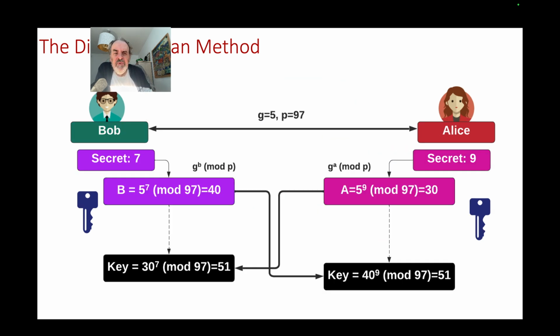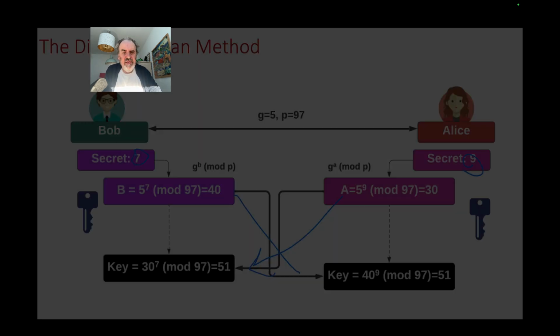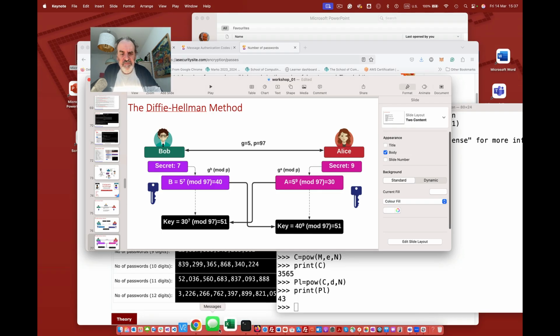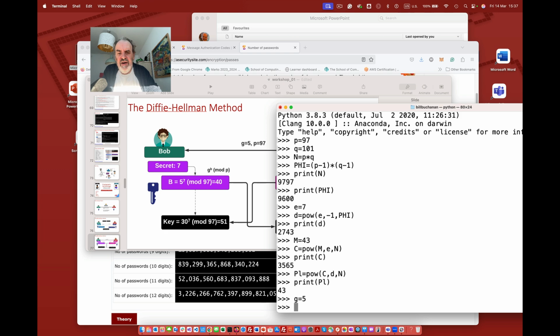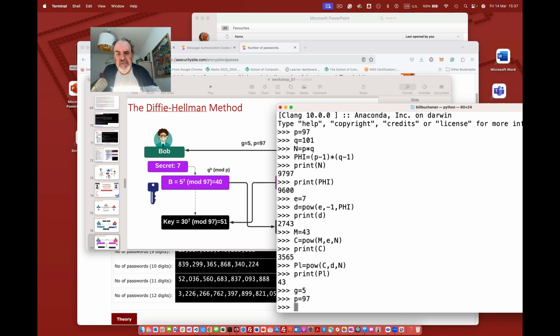Okay, so here's an example. We've got a value of 7 and 9. If they do the computation, then hopefully they end up with the same values in the end. Okay, so if we want to quickly try that out, let's say that we'll agree on a value of 5 for g and a prime number of 97.